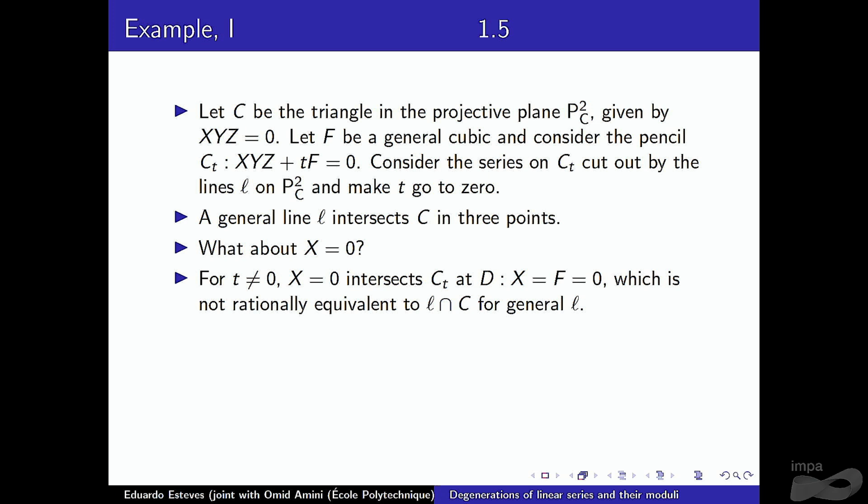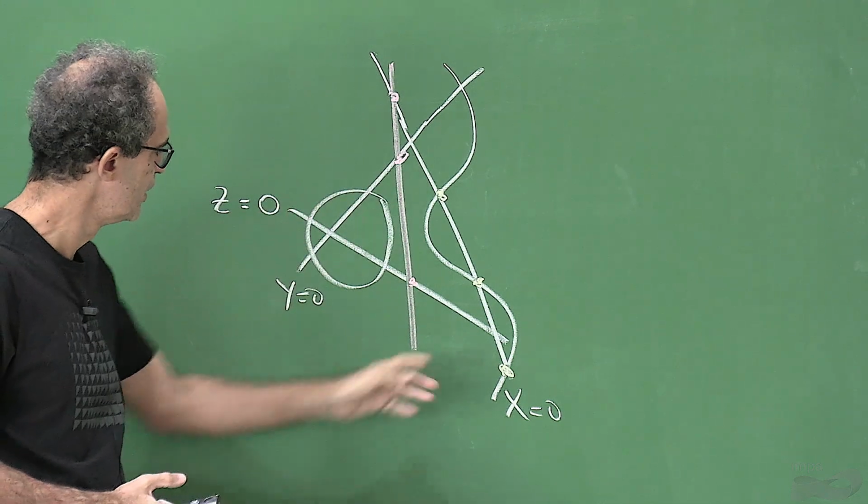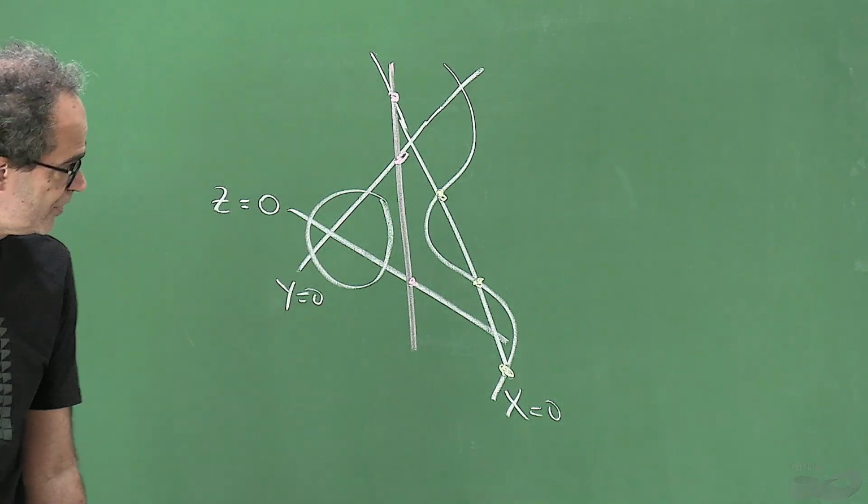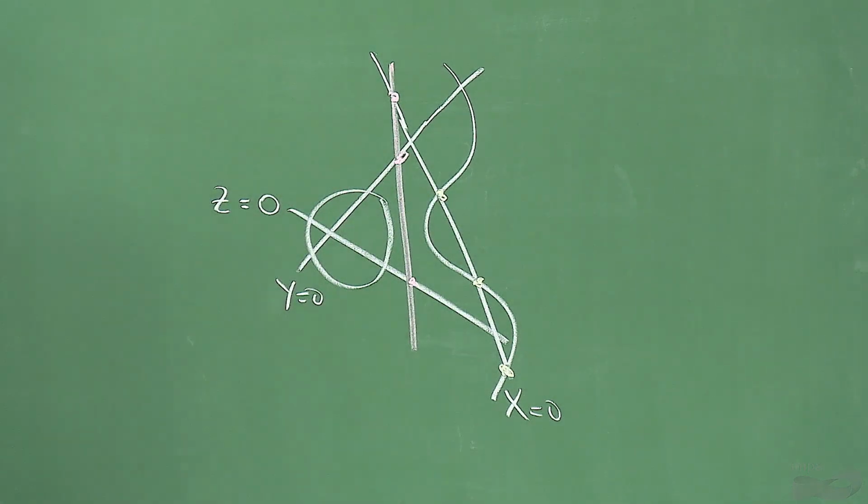So the line intersects in 3 points distributed through the lines of the triangle, but these 3 points are on the same component. So this is the kind of phenomenon that happens for a reducible curve.